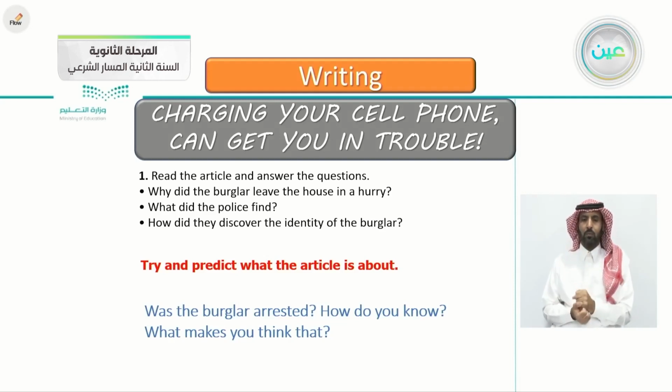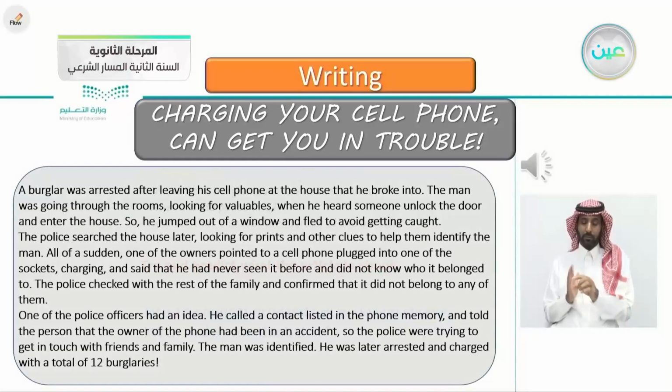Was he arrested? Yes, of course. How do you know? We know from the last question that the police discovered the identity of the burglar. What makes you think that? As I said before, that they discovered his identity. So you can know many things about the article just by reading the questions before the article and also from the title. So this is the article here. Let's listen to it and then we will try to answer the questions.